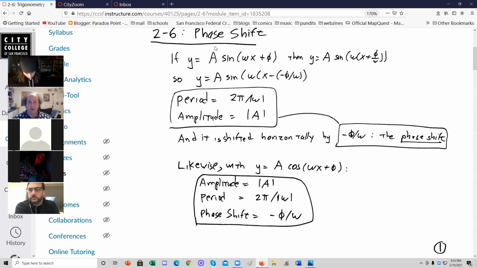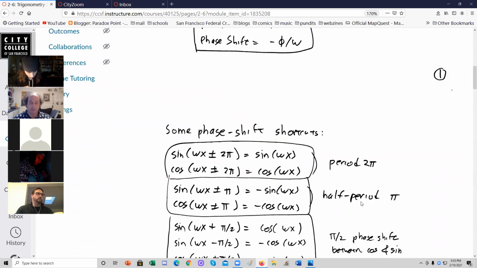And similarly, if instead of a sine it were cosine, A cosine(omega x plus phi), same numbers though. The amplitude will be the absolute value of A. The period would be 2 pi over the absolute value of omega. And it's shifted left to right by negative phi over omega.